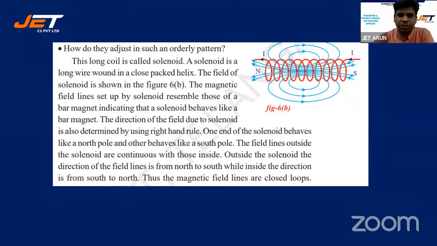One end of the solenoid behaves like a north pole, and the other behaves like a south pole. Look at the field lines, students. Outside, the field lines go from north to south, whereas inside they go from south to north. And they are loops. Magnetic field lines are always closed loops, students. Magnetic field lines are always closed loops. You will never have an open loop for a magnetic field.